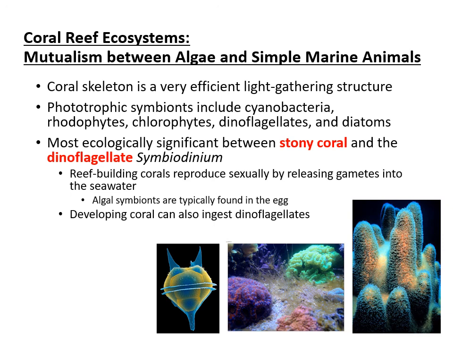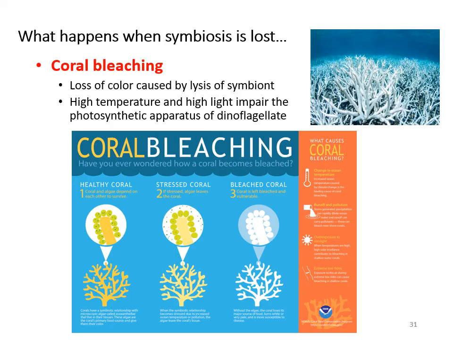So again, like I said earlier, make sure when you see any symbiotic relationship, you ask yourself what each partner is getting out of it. So in this case, the invertebrate coral gets fixed carbon from the dinoflagellate, and the dinoflagellate receives nutrients and protection. Now, unfortunately, as you've probably seen in the news, things are not all fine and dandy now. A big problem happening is what we call coral bleaching.